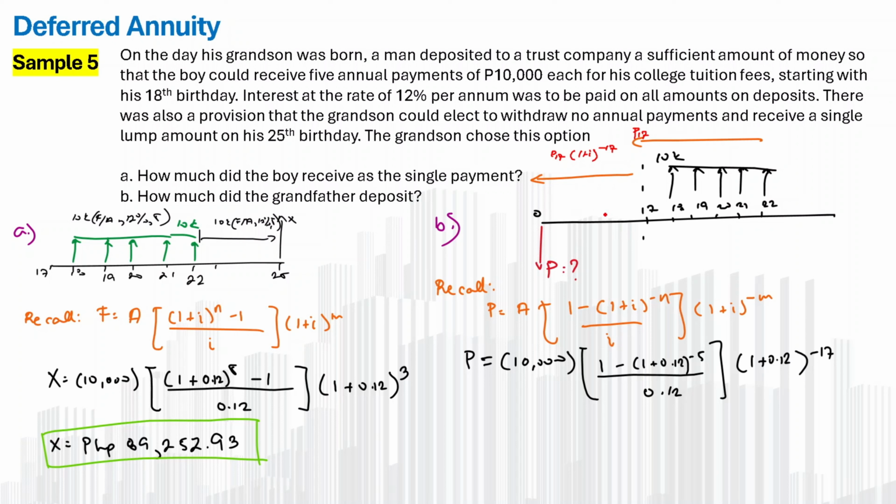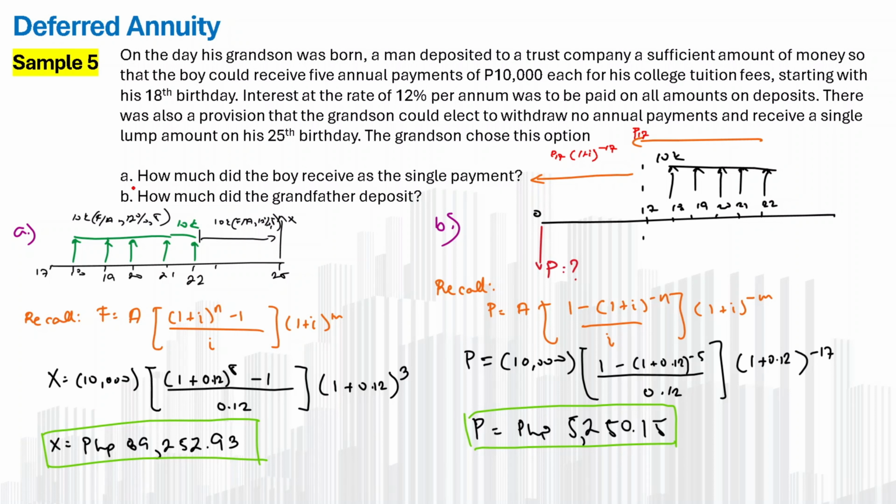So we have no annuity here. So naglagay siya ng deposited a significant amount, a sufficient amount of money. So one deposit lang siya. So and then from there we will get around 5,250.15. But there's also another way to solve yung present worth ni grandpa.